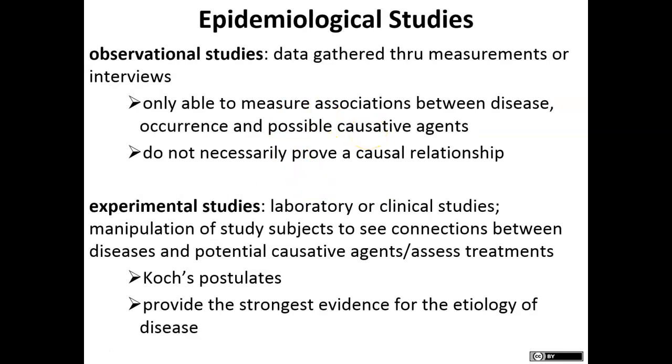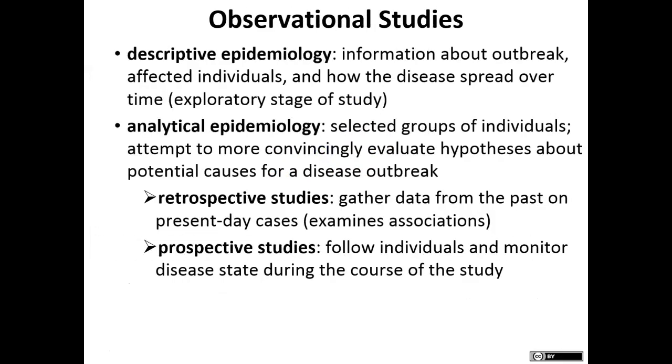So epidemiologists have different types of studies that they do to determine causation of disease as well as how fast a disease might spread. So there are observational studies where they're just looking at a disease and a causative agent and kind of getting information through interviews of individuals that have been infected. Then we have experimental studies where we actually are using Koch's postulates. And this provides a strong evidence for which agent is the etiological agent of a disease. There's descriptive epidemiology. So in descriptive epidemiology, you're going to get information about outbreaks and how disease is spread over time. So this is kind of an exploratory study.